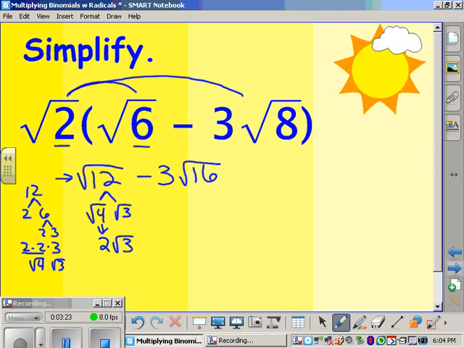In the other part of our problem, we have radical 16. This is a perfect square, so we will just drop the 3 down, and then 16 will become a 4. Then we just simply multiply the 3 and the 4 together. So our final answer is 2 radical 3 minus 12. Let's look at an additional example.